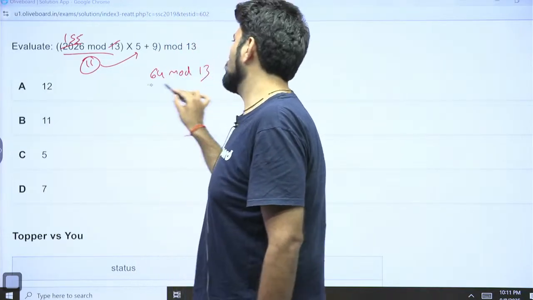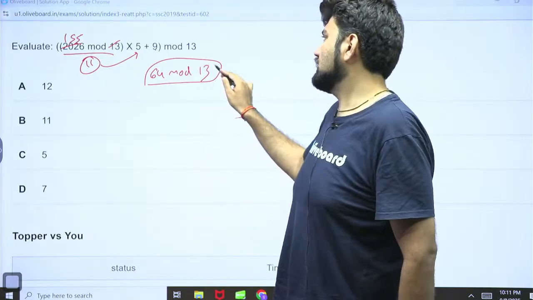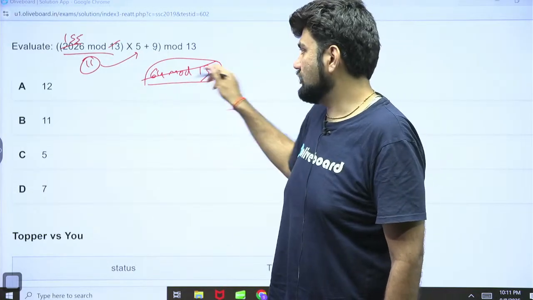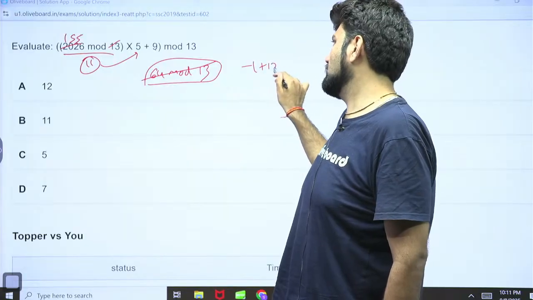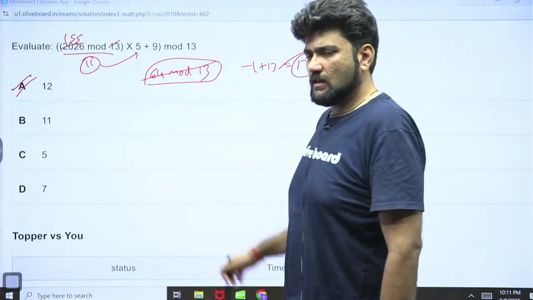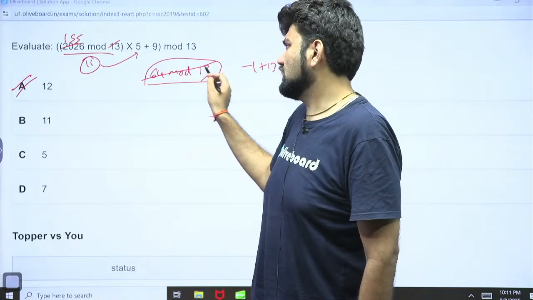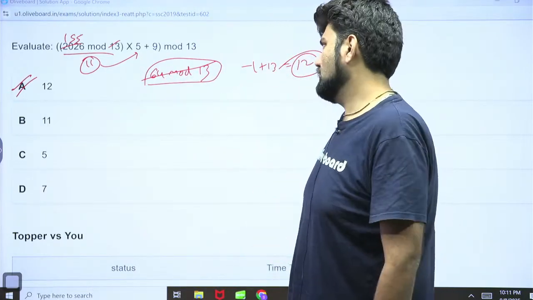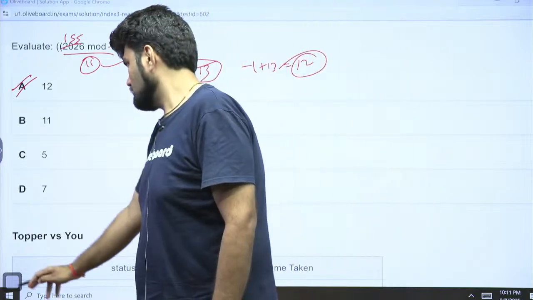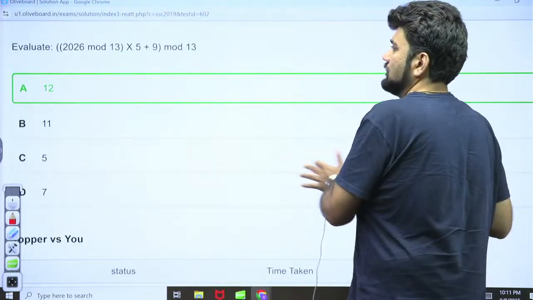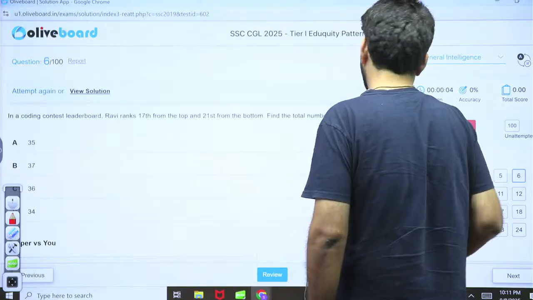Okay, now 64 mod 13. So 13 into 5 is 65. Remember, always do this. 13 into 5 is 65. You will get minus 1 as a remainder. Just add 13 to it. You will get 12. This is easier. Though you could have done this also, 13 into 4, and then gotten your answer. You would have still gotten the same answer. Right? So option A is the correct answer. Cool. 26 seconds. Excellent. Next.